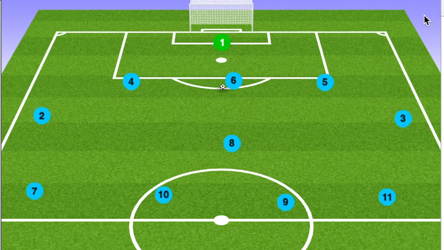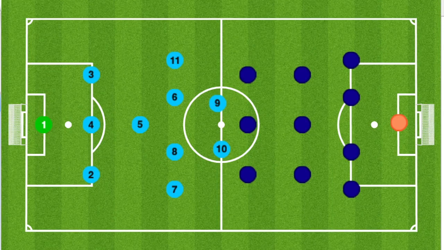Okay, but there are weaknesses. So let's take a look at how it looks, for example, with opponents there. So the 3-1-4-2 formation versus a 4-3-3 formation. As you can see here, the 4-3-3 has a lot of players in the center and 3 attackers.